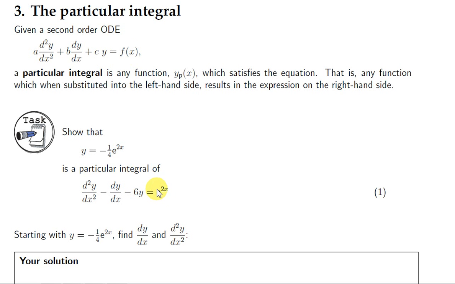Now a particular integral is any function which satisfies this non-homogeneous differential equation. So for this example here, we want to show that minus a quarter e to the 2x is a particular integral of this function. So that's straightforward. We just have to get the derivatives and sub in.